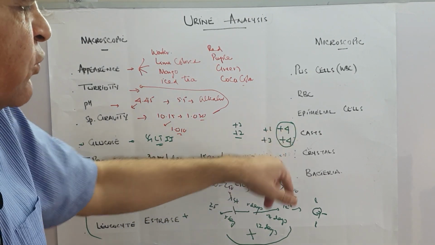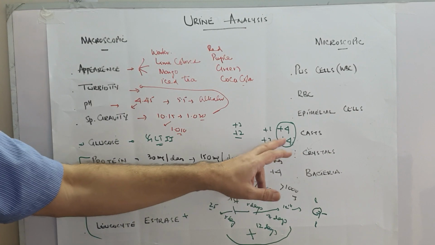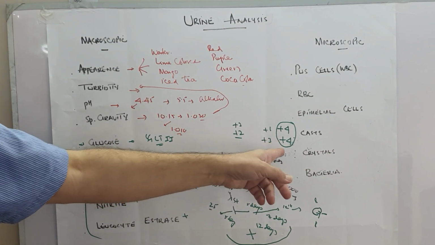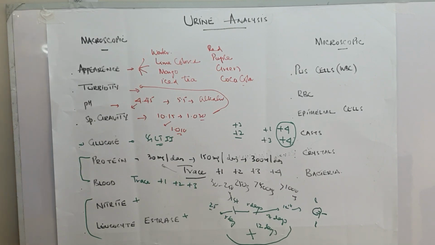And if it is plus 4, more than likely this person has got a glomerular disease and needs further investigation, perhaps a kidney biopsy as well.